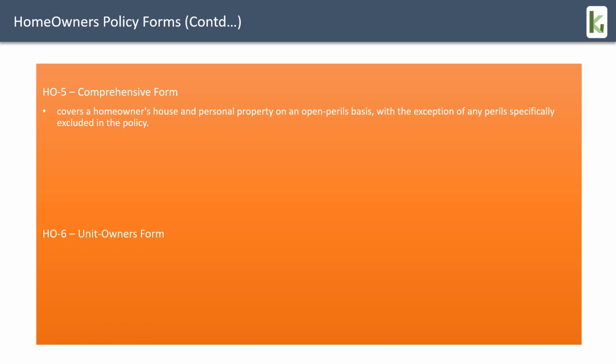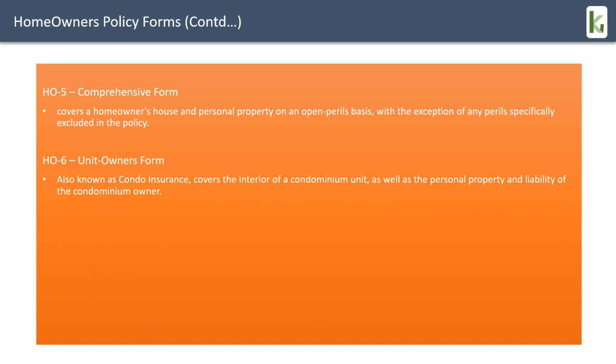The next is HO6, which is a unit owner's form. It is also known as condo insurance. It covers the interior of the condominium unit as well as personal property and liability of the condominium owner. This policy is specifically designed for condominium owners and covers the interior of the condominium unit as well as personal property and liability. As stated earlier, it does not cover the physical structure of the condominium building, as the owner does not own that property.